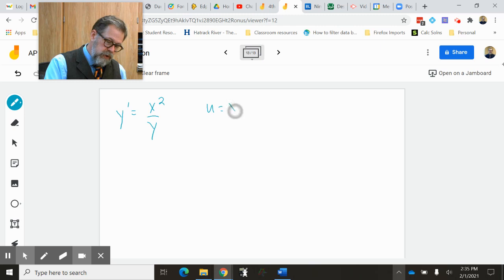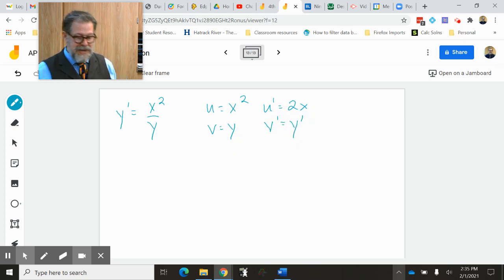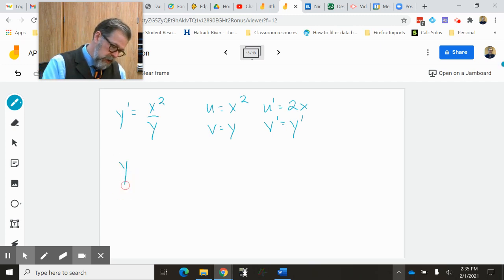Quotient rule: u is equal to x squared, the derivative of u is 2x. v is equal to y, the derivative of v is the derivative of y. So the second derivative is equal to, well, v du, so 2xy, minus u dv, which is y prime times x squared, v du minus u dv, yes, all over v squared.